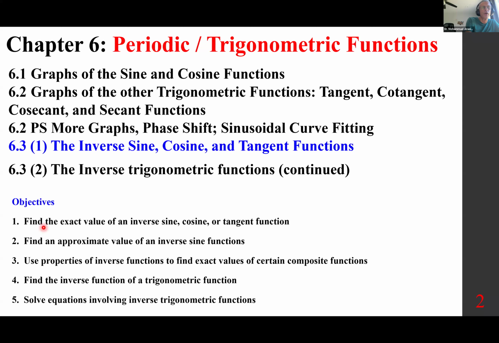So the objectives are: find the exact value of an inverse sine, cosine, or tangent function. Find an approximate value of an inverse sine function. Use properties of inverse functions to find the exact values of certain composite functions. Find the inverse function of a trig function. Solve equations involving inverse trigonometric functions. So that's the topic that we are going to cover as far as this section is concerned.